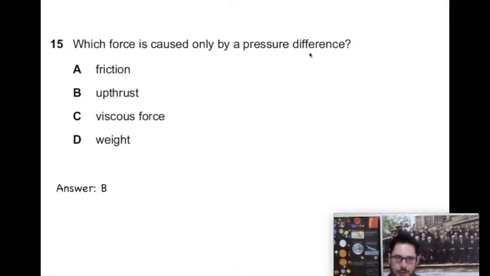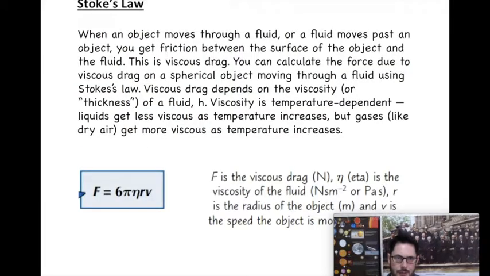Which force is caused by a pressure difference? Well, we just mentioned that it's upthrust. Friction, on the other hand, is caused by objects rubbing each other together. Viscous force is a fluid on the surface of an object. And weight is the mass times the gravity of the object acting downwards, so it's none of those.